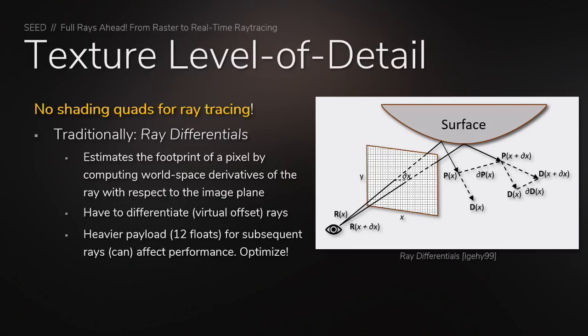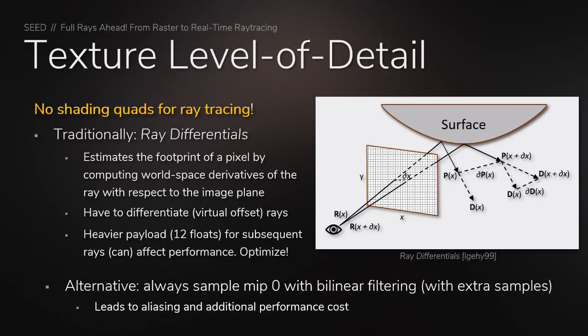ray differentials. And the thing is, now if you're going to compute ray differentials, you have to store those somewhere, in your payload. And so having a heavier payload, and in the case of ray differentials, it could mean up to 12 floats, and you need to carry those down and update those. That can affect performance on top of the other stuff that I showed that we have in our payloads. And so that's the kind of stuff you could potentially optimize.